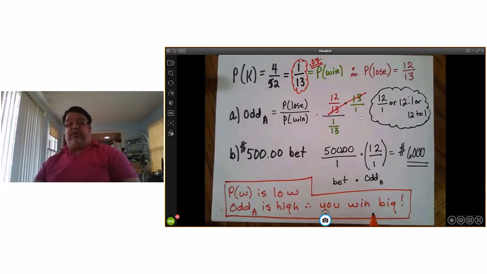Now let's do another example and see what happens when we pick a card that has a high probability. Okay, so here we go.